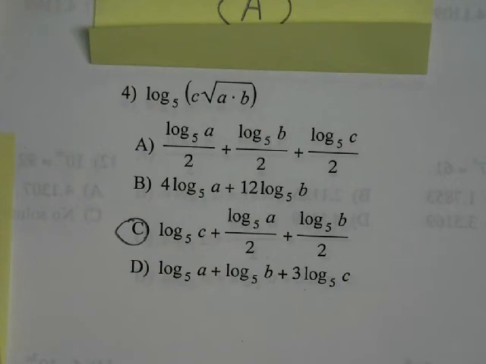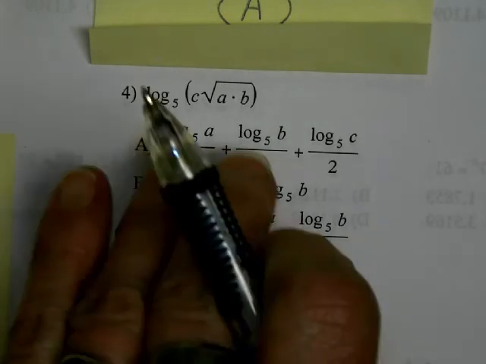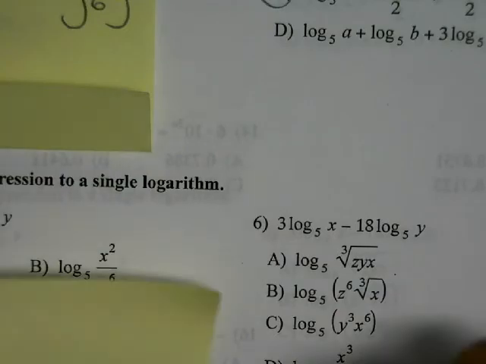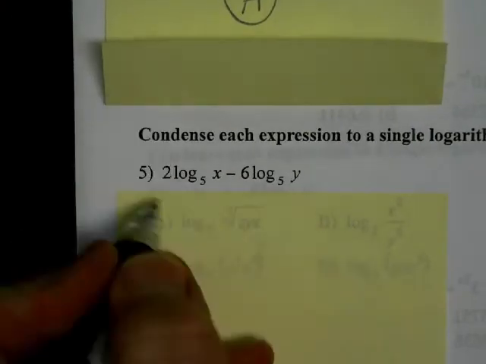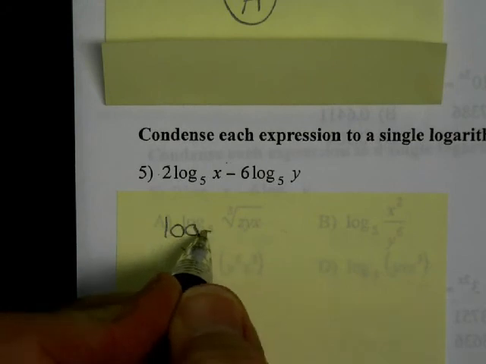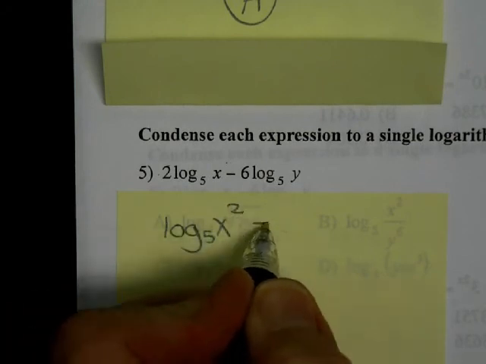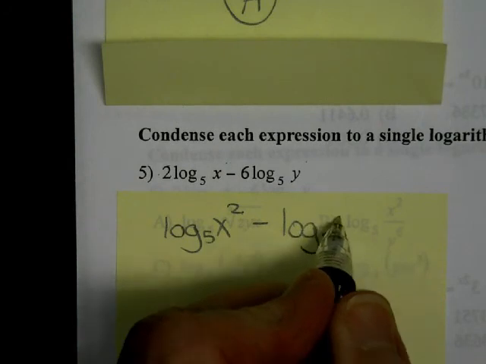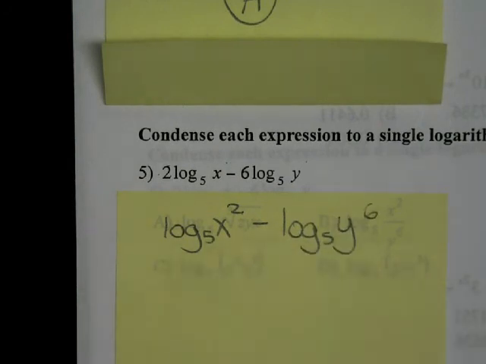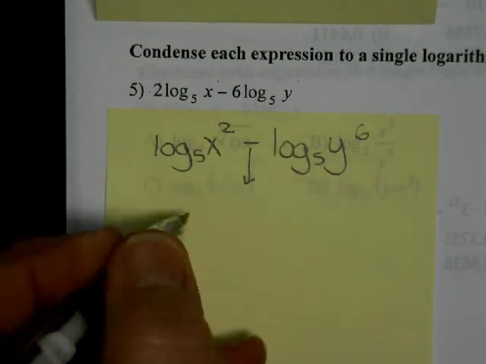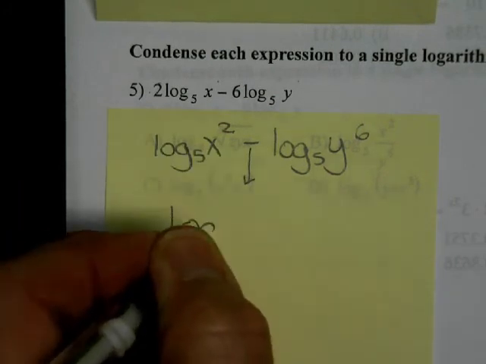Okay, that's expanding. Now we're going to go back. They'll give you this question and this will be your answer. So we'll do it with number 5. Okay, this goes back to x squared. This goes back to y to the 6th. Then this goes back to divide.